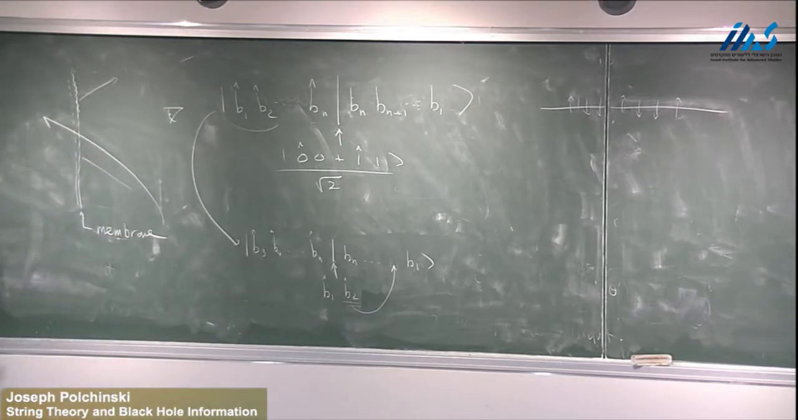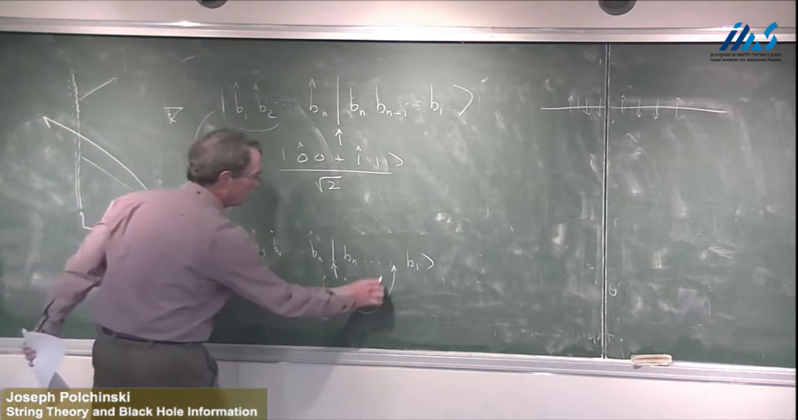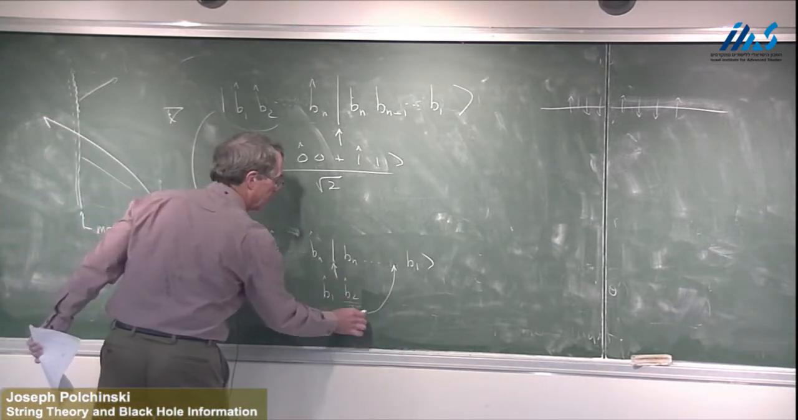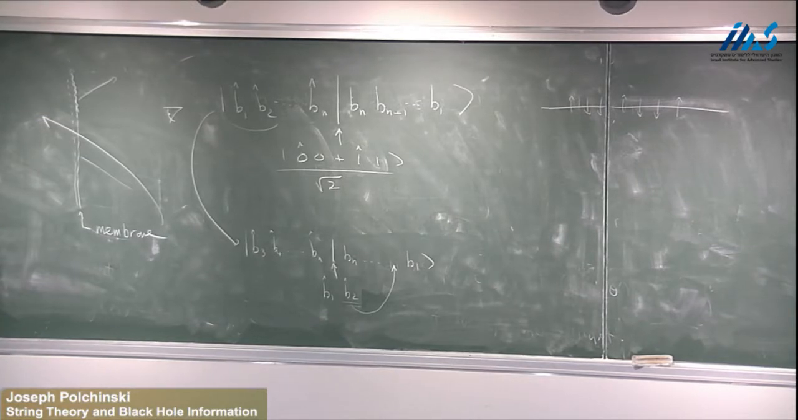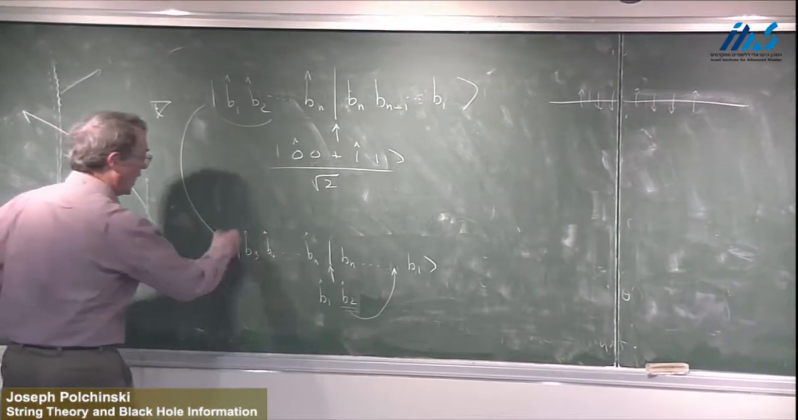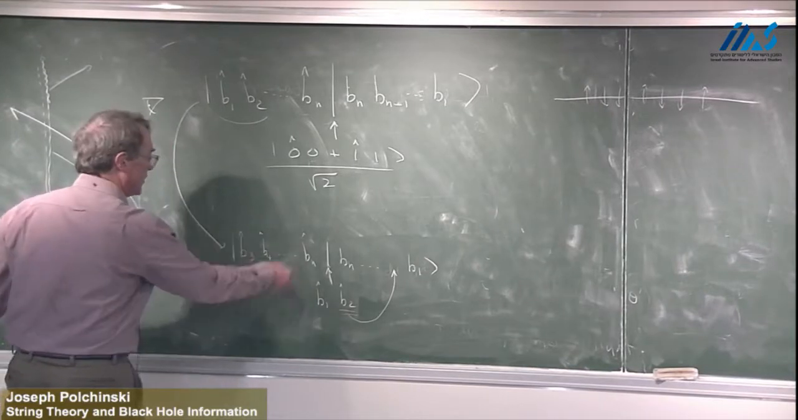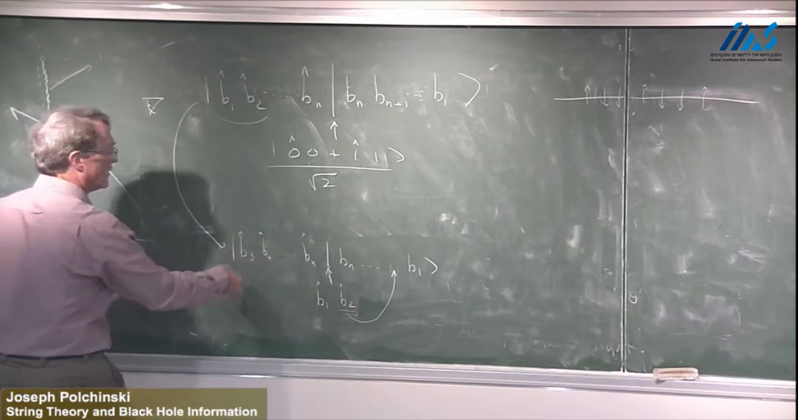Now, this is an oversimple model because it's not going to happen that the Hawking bits are entangled in some simple pairwise way. So to make a more realistic model, you would maybe also include some kind of unitary transformation on the inside.